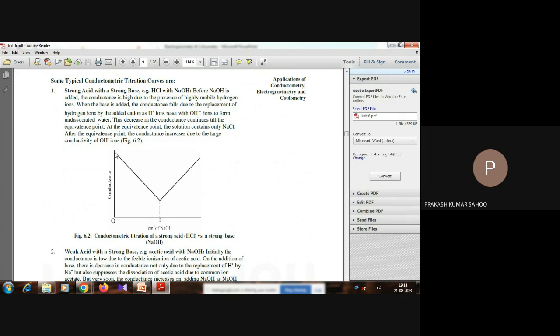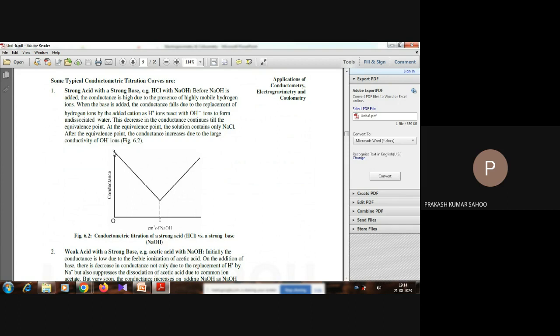H plus and OH minus will form water, and neutral water will be formed, and the conductivity decreases because the number of H plus ions decreases. Initially there will be a decrease in H plus ion number. That's why conductivity decreases to the end point. Then at the point where the number of H plus and OH minus becomes equal, by adding the next drop of OH minus, there will be excess OH minus ion concentration in the solution. So then suddenly the conductance will increase.